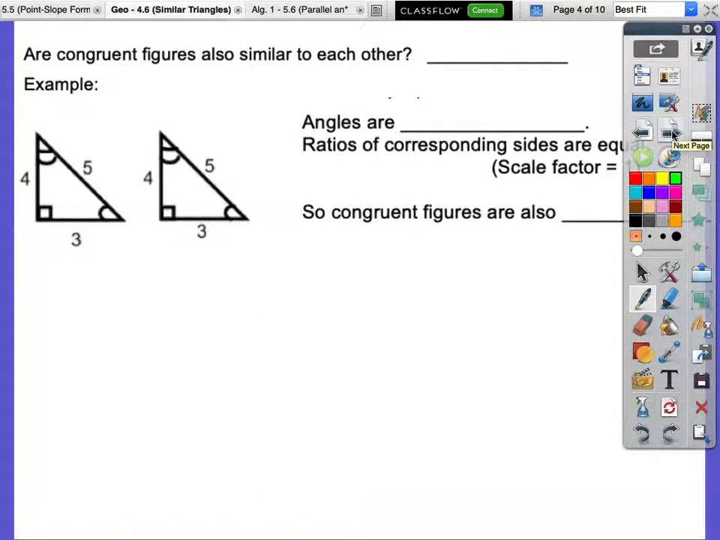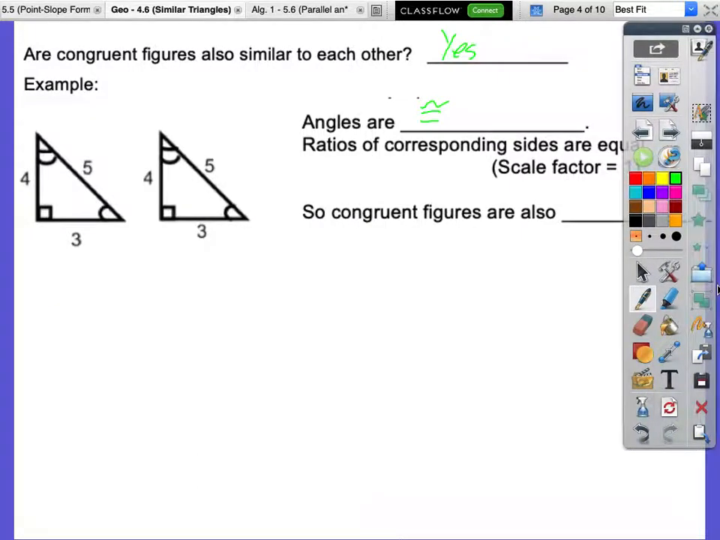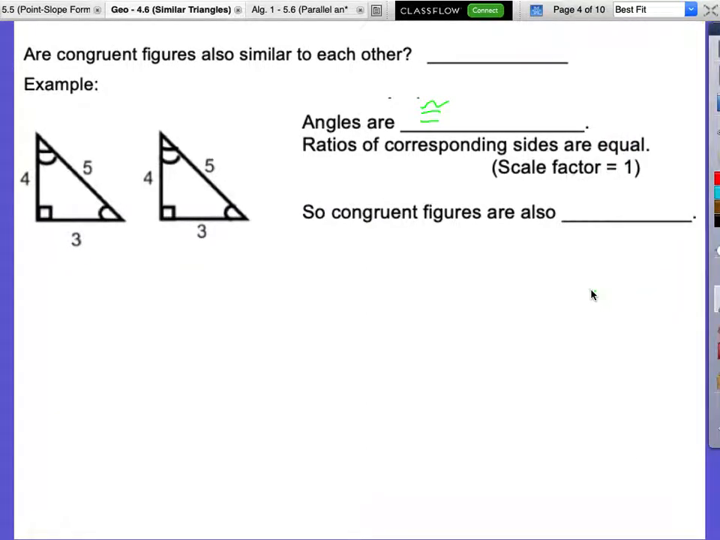Do we think these two figures are congruent to each other? Yes. Okay, so we're thinking yes. Let's look at it though. So the angles, they are in fact congruent, right? Corresponding angles are congruent. Now, we need to figure out if congruent figures are also similar to each other. That was the question we're asking. We have these two criteria: the angles are congruent, which they are, and we also need the ratio of corresponding sides to be equal.